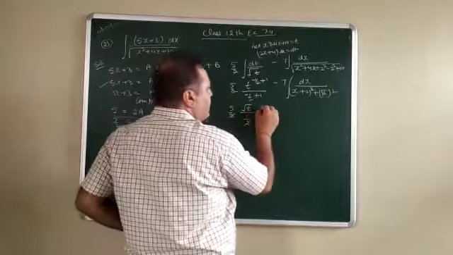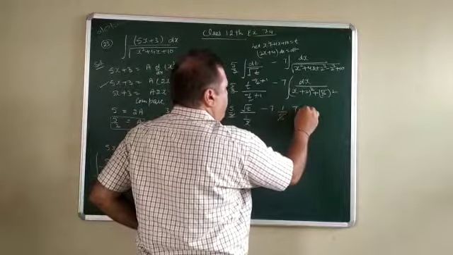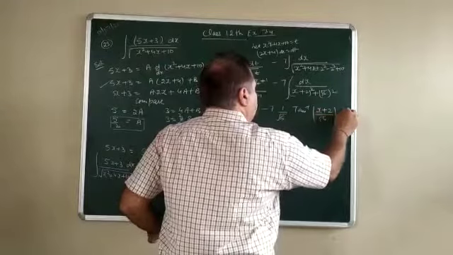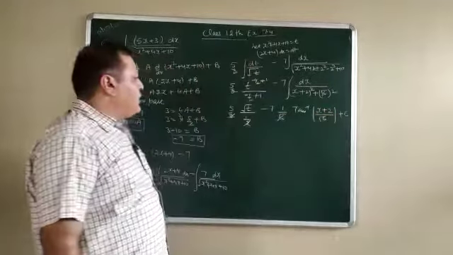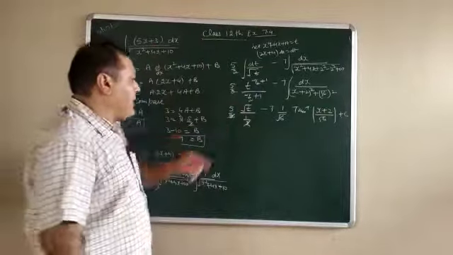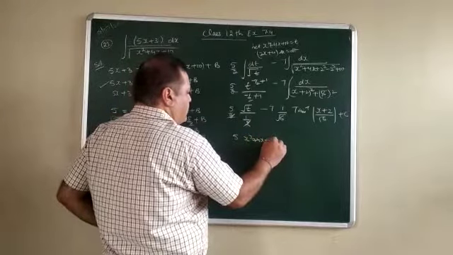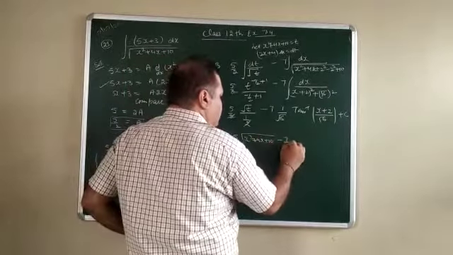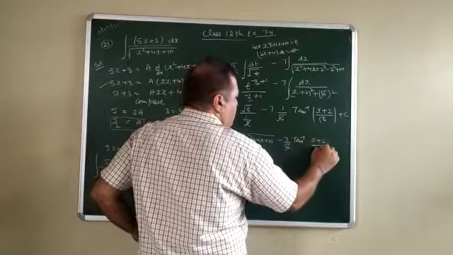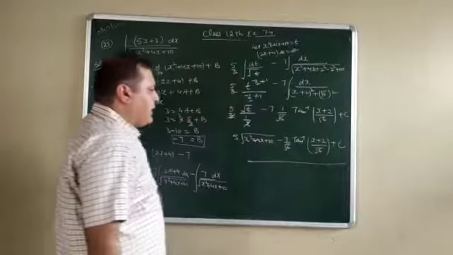This 2 gets cancelled. Minus 7, formula: 1 upon a tangent inverse x upon a, plus c. But remember one thing: your answer is in the form of x only, because your statement is complete in the form of x. So replace the value of t: √(x²+4x+10) minus 7 by root 6 tangent inverse (x+2) upon root 6, plus c, the constant of integration.